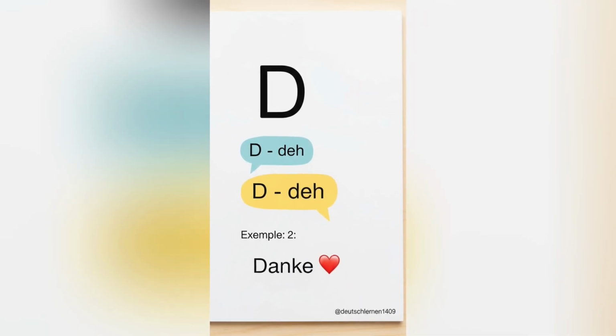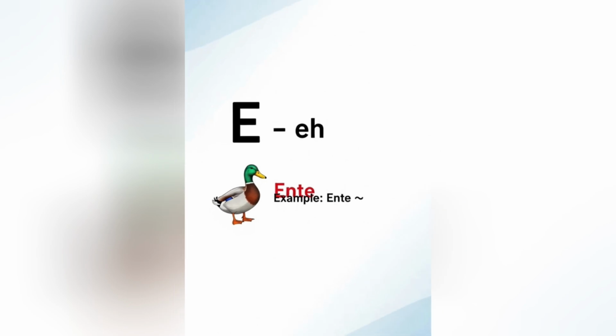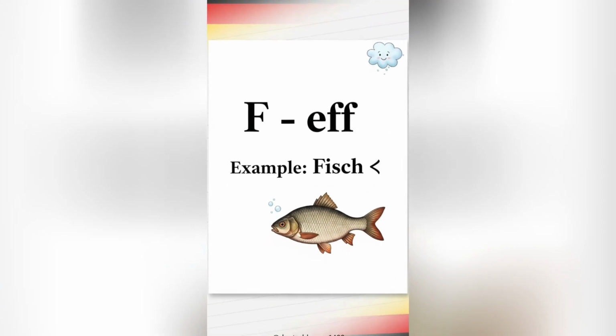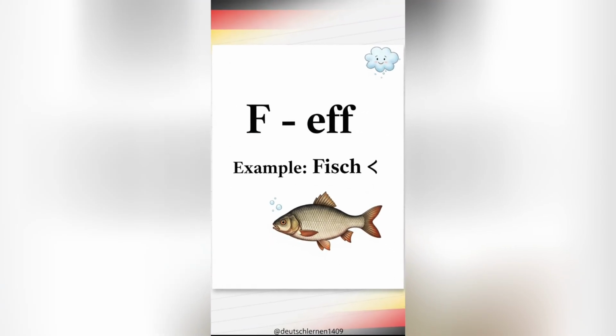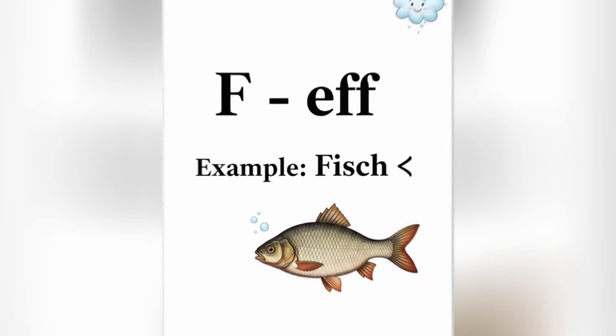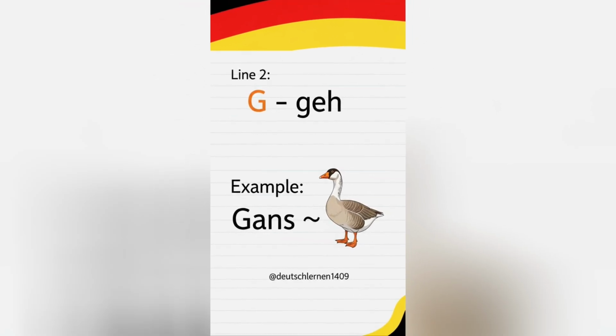For example, danke, meaning thank you. D sounds like D. In German, E is pronounced as E. For example, Ente, that means duck. E sounds like a short and clear E. In German, the letter F is pronounced as F. For example, Fisch, meaning fish. In German, the letter G is pronounced as G. For example, Gans, that means goose.